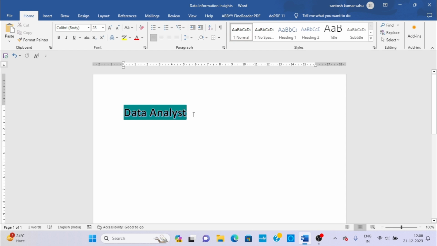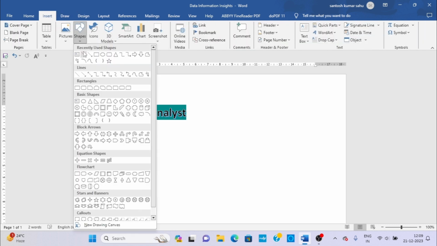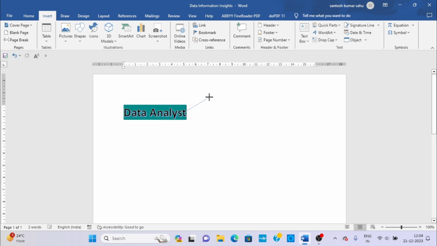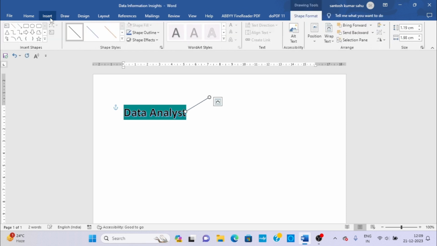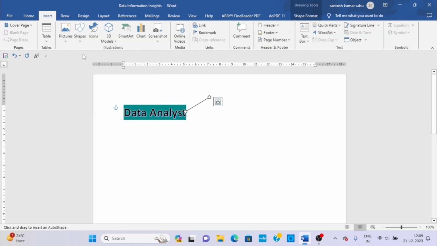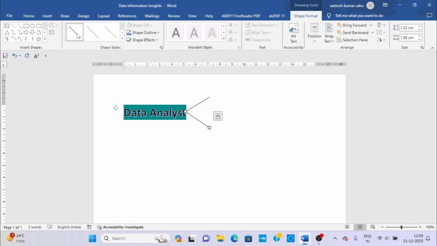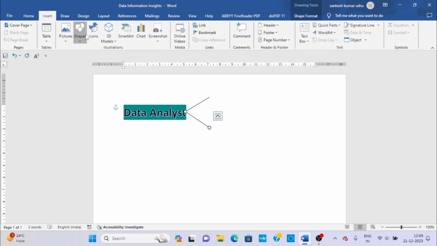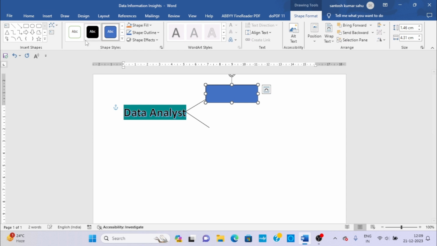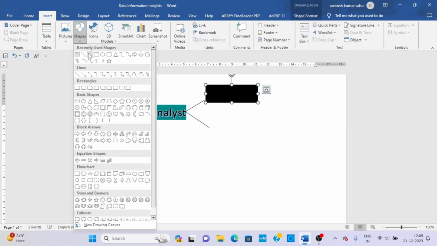If you see the word Data Analyst, it is a combination of two words. As you can see, one is data, another one is analyst. Data analyst is a combination of two words, one is data and one is analyst. Before coming to data, let's understand what is an analyst.